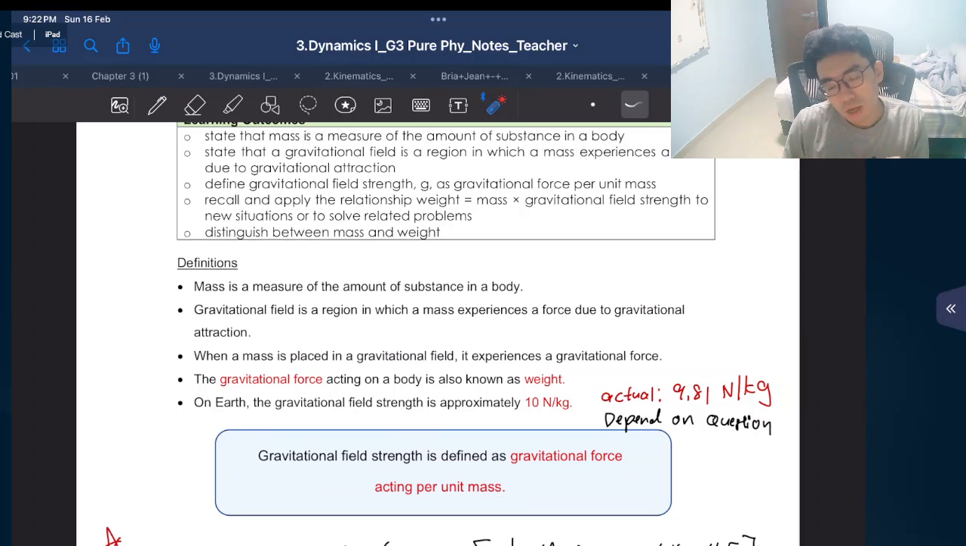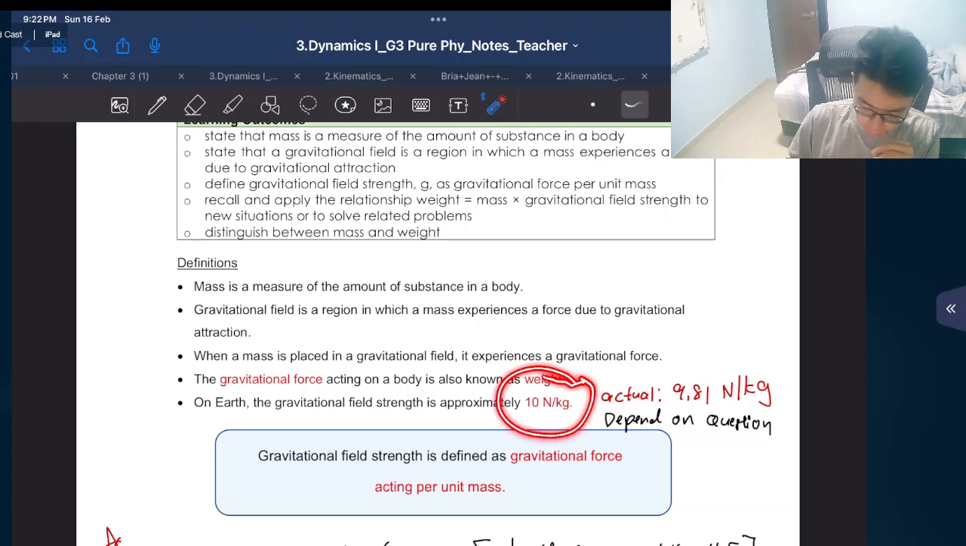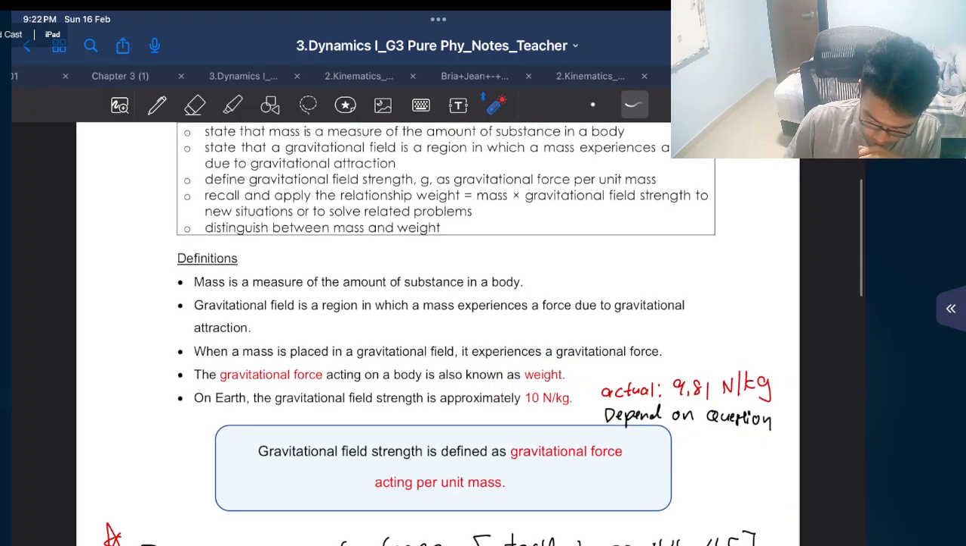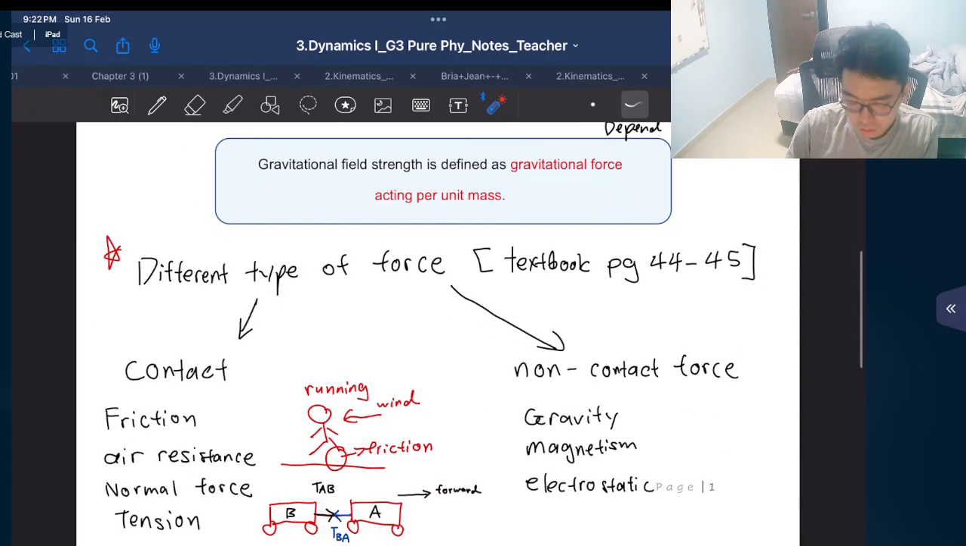If the question asks you to use 9.81 for calculation, you use 9.81. If the question did not ask, you can use 10 Newton per kg. And then after that we move on towards the different types of forces.